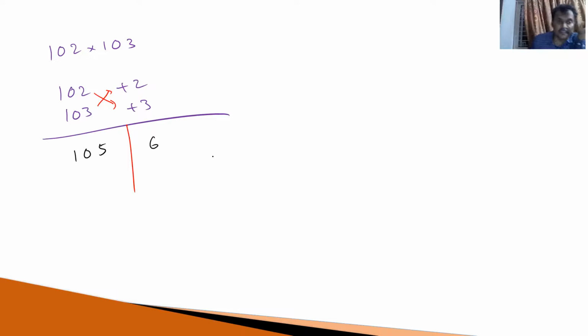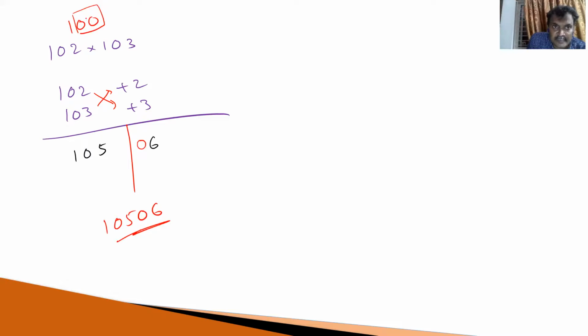No. See, all of you listen carefully. What is the base? The base is equal to 100. How many zeros are there here? 2 zeros. So here also 2 digits must be required. So what should we do? Just put a 0 before this number. So what happened? 10506 is the answer.